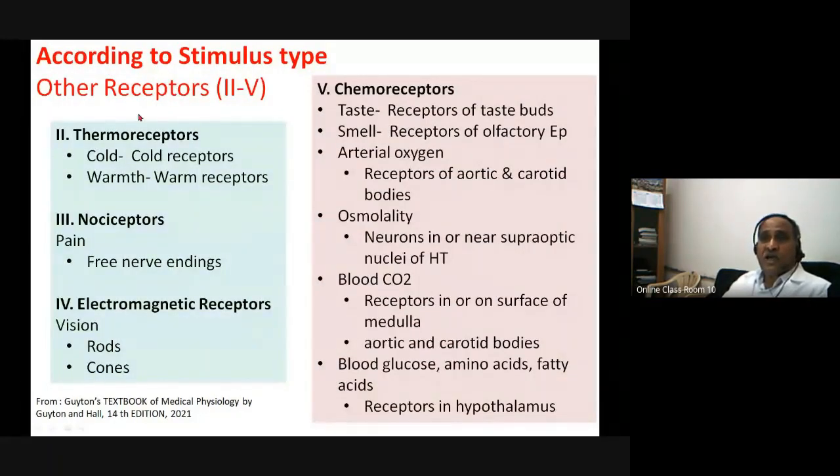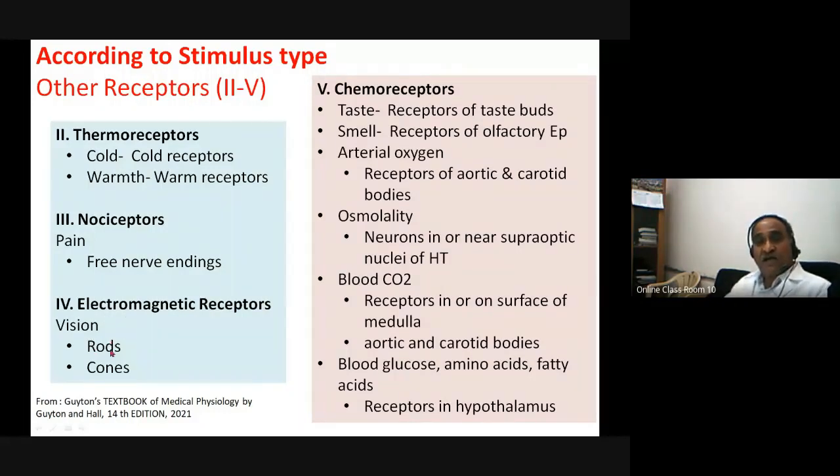Coming back here, the other types, numbers 2 to 5, other receptors. Thermoreceptors: we have cold receptors and warm receptors. They are on the skin, and their distribution in the skin areas is different. Then we have nociceptors. Nociceptors are very difficult to define, but they are free nerve endings. If you think about nociception, if somebody beats the drum or the percussion, the pain of it, that is nociceptors.